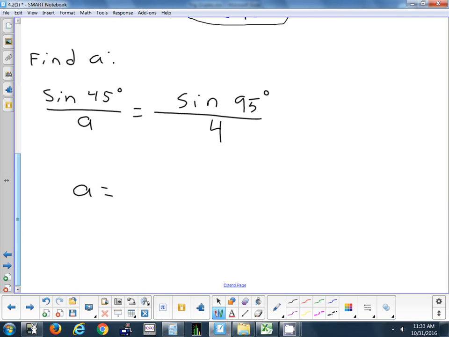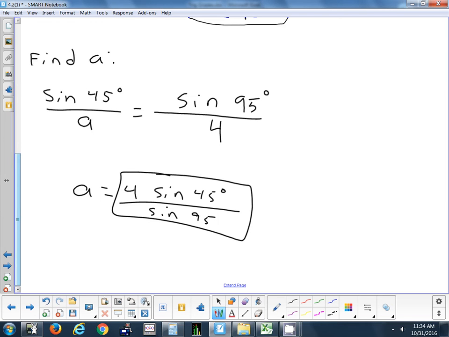When you do the cross multiplying, you don't have to tell me the decimal, but can anybody tell me it's what times what divided by what? It's going to be A times sine of 95. You can do that part out, that's just the step in the middle before you get the final answer. So the answer is going to be 4 times sine 45 divided by sine 95. That's going to be your final answer after you cross multiply. Any questions on how I got that?